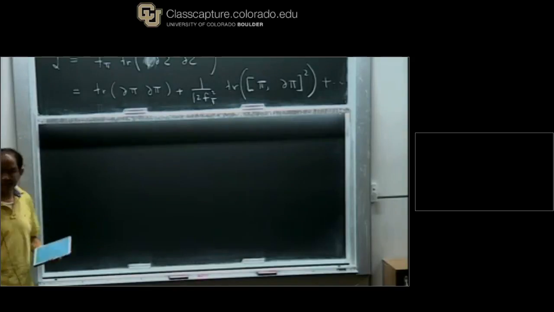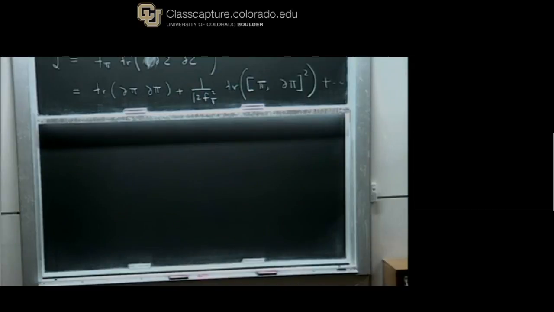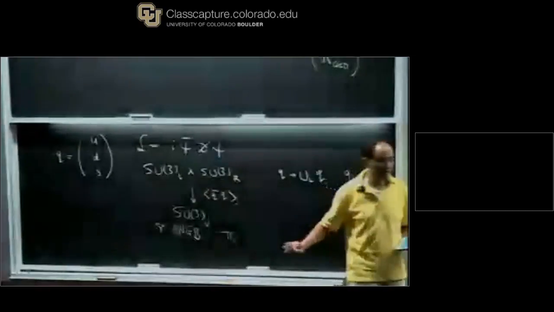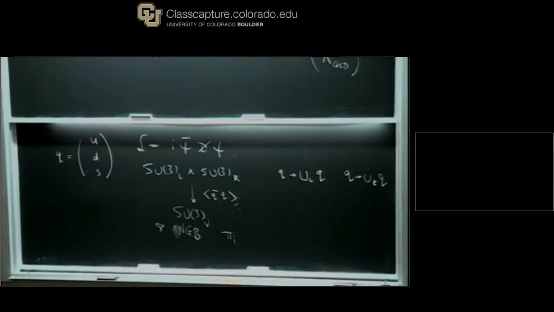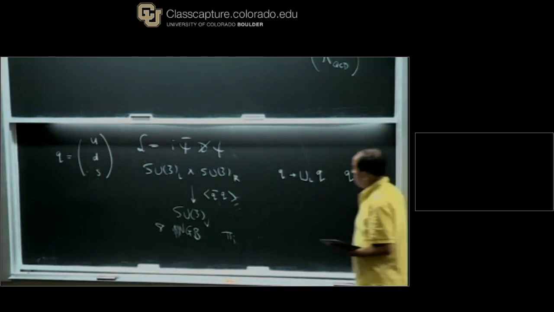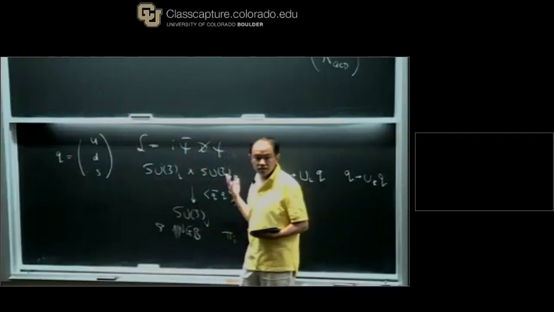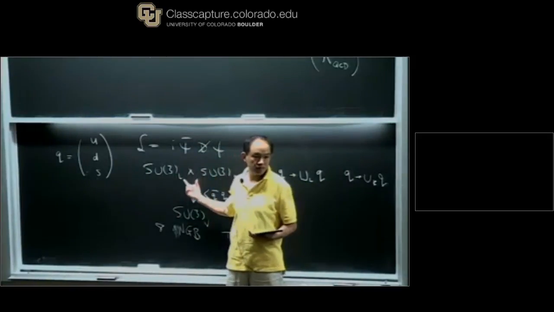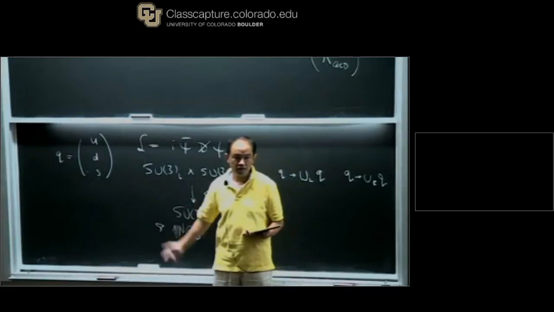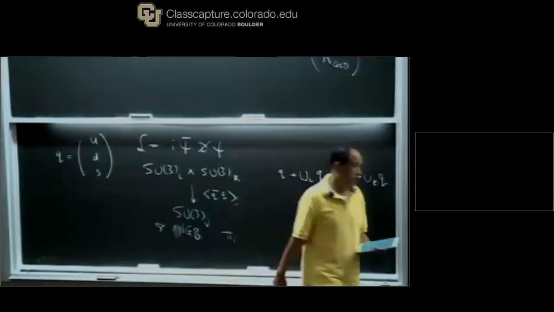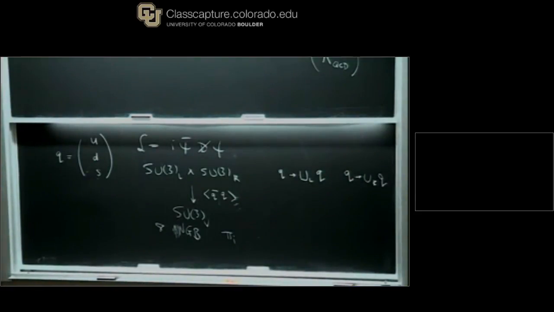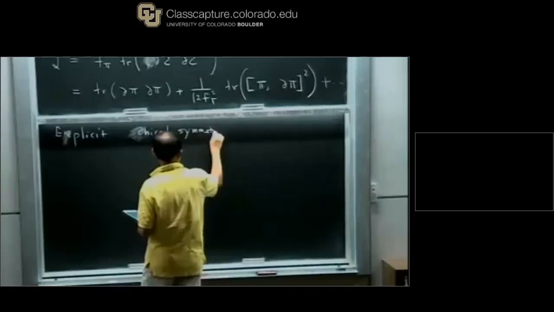Not just pions, but there are eight light mesons. At this level, they are all massless. But the chiral symmetry is not an exact symmetry. There are also other things that break chiral symmetry. In addition to the spontaneous symmetry breaking, there is explicit chiral symmetry breaking.